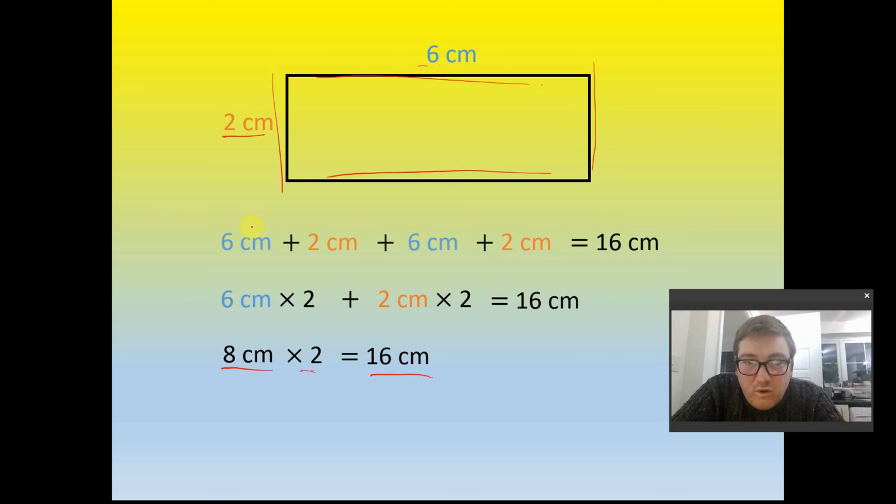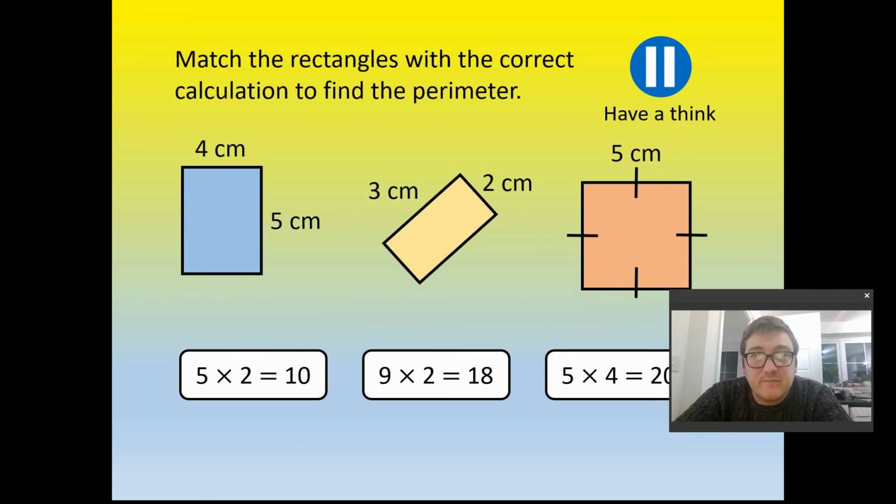So we've gone from 1, 2, 3, 4 numbers to add, down to 1, 2, 3 steps of an addition, down to 2 operations, and then finally down to just 1. So we can make it quicker for ourselves each time.